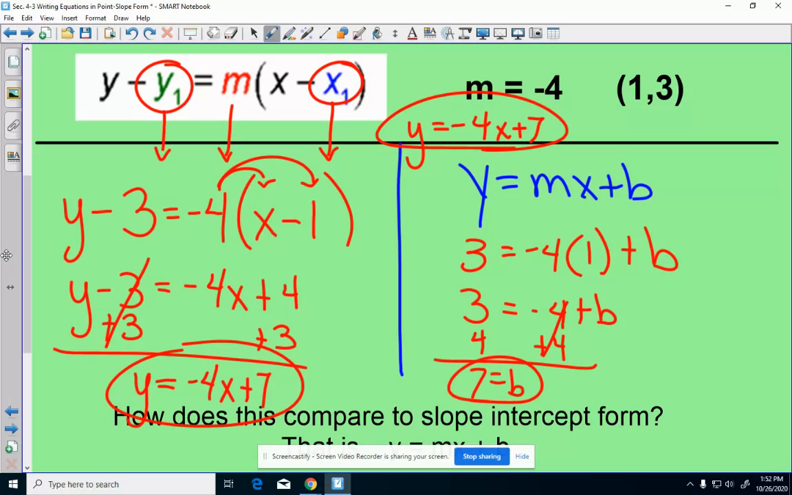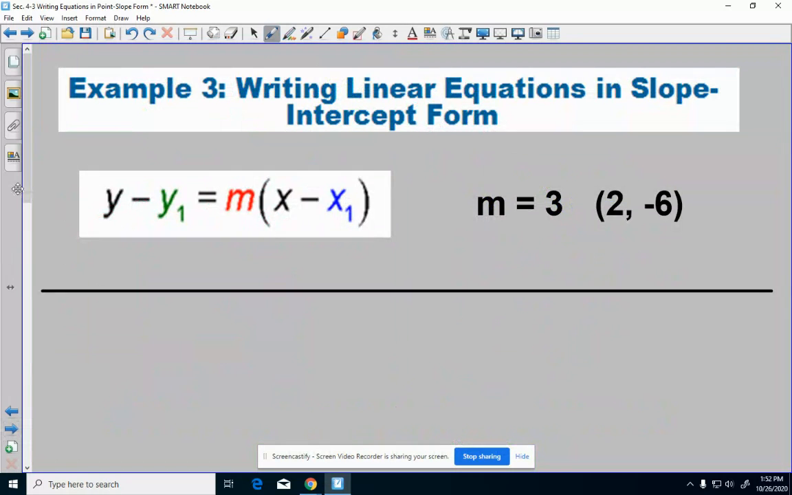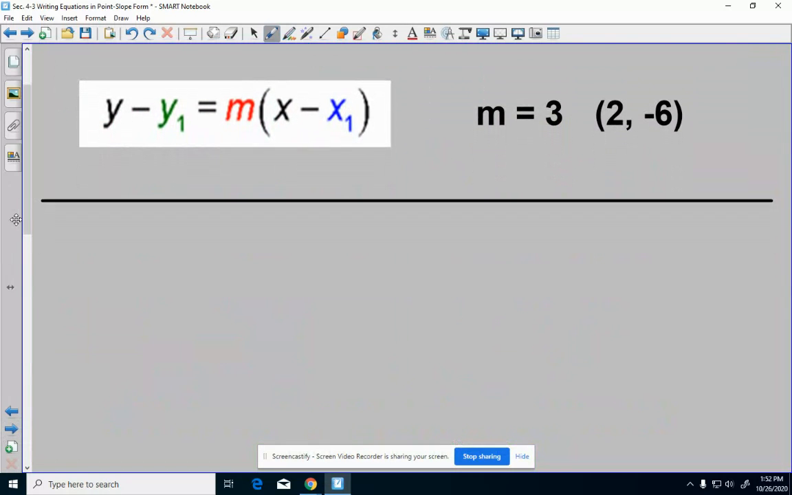All right. Okay. So 3 problems. So that was number 1. Here's number 2. So I just want you to think about what happens in this situation because that's a negative. So you got to be careful when you plug that in. What are you going to end up with there?